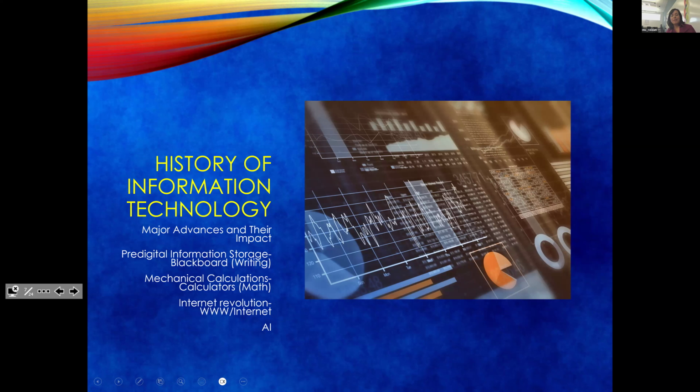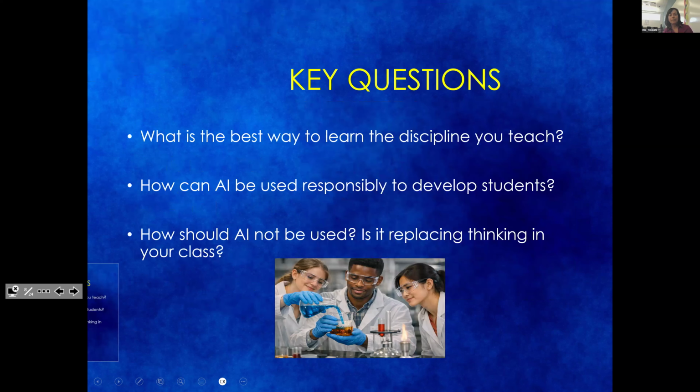And now in the past 25 years, we have the internet revolution with globally accessible internet, social media, and of course, AI. So the key questions that I'm looking at here, because what I do may not be what works best for you, are: what is the best way to learn the discipline that you teach? And also, how can AI be used responsibly to develop students? And the key word there is responsibly. And how should AI not be used?